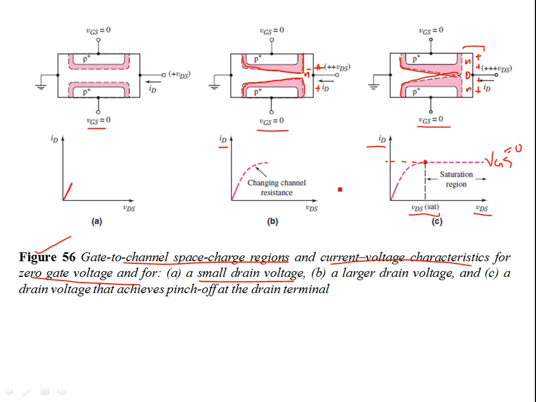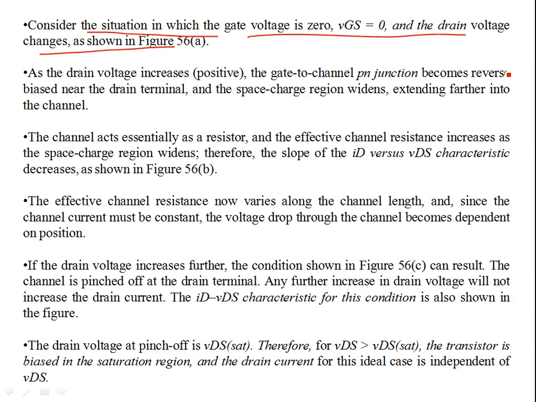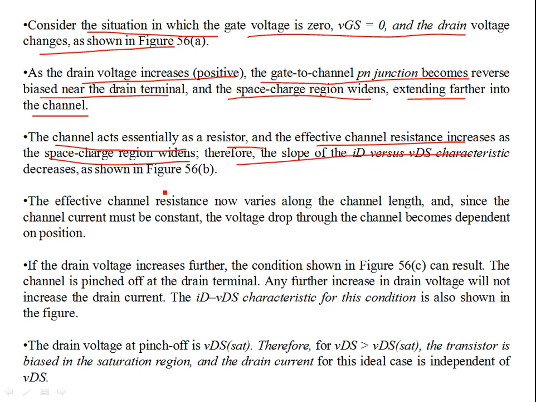Okay. So you see in part B there is a large drain voltage. In part C the drain voltage achieves a pinch off at the drain terminal. So it's not the channel that has been pinched off completely, but the drain has been pinched off when VDS has increased to a large value. As the drain voltage increases, it becomes more positive. The gate to channel PN junction becomes reverse biased near the drain terminal, and the space charge region widens, extending farther into the channel. So the channel essentially acts as a resistor, and the effective channel resistance increases as the space charge region widens. Therefore, the slope of ID versus VDS characteristic decreases, as shown in figure 56b.